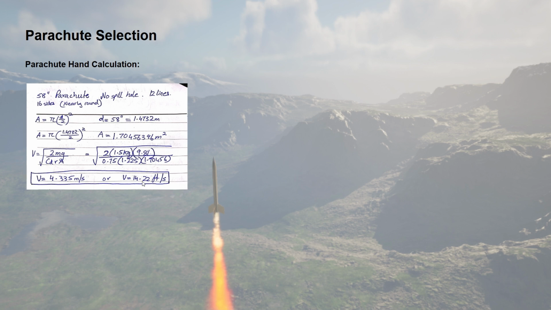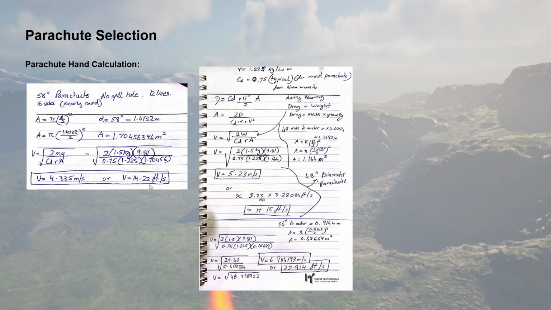us about 14.22 feet per second, which is good, give or take. But the next one we have is a 48-inch, which will take up less space in our compartment inside the rocket body, which will give us about 17 feet per second. All of this is calculated considering it's a round parachute and not an octagonal or square parachute. And the next one down here is a 36-inch parachute, which gave us about 22.914 feet per second.